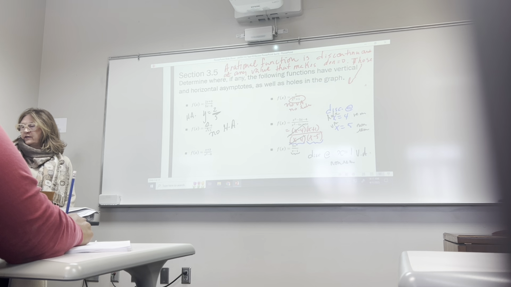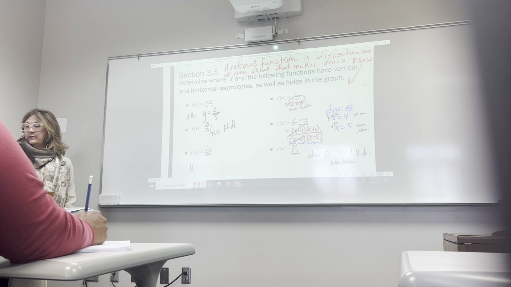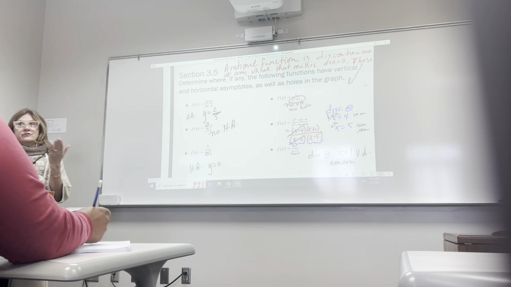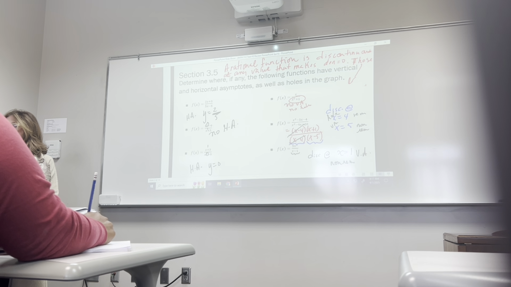The third one in the first column, the degree of the top is 1, the degree of the bottom is 2. When the bottom degree is higher, where's your horizontal asymptote? 0. Y equals 0. And it should be y equals 0, not just 0, because this is the equation of a line. Okay, so don't forget the y equals or the x equals when you're giving asymptotes. Next column.